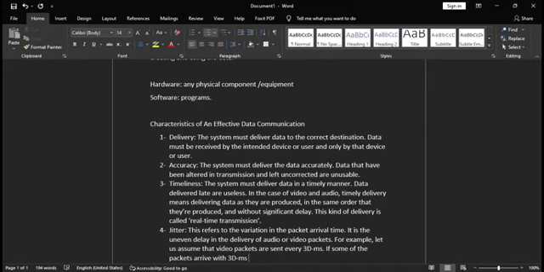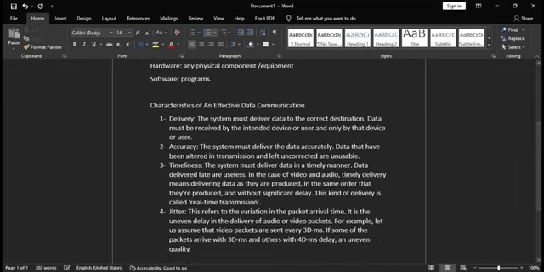If some packets arrive with 3D milliseconds and others with 4D ms delay and an uneven delay or uneven quality in the video is the result. So basically what they're trying to tell us, let's go through it again.